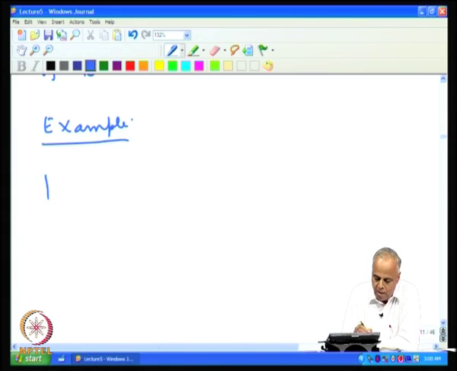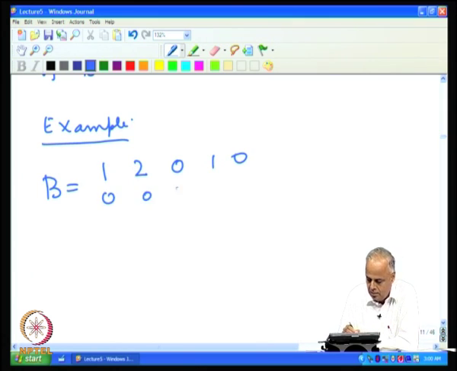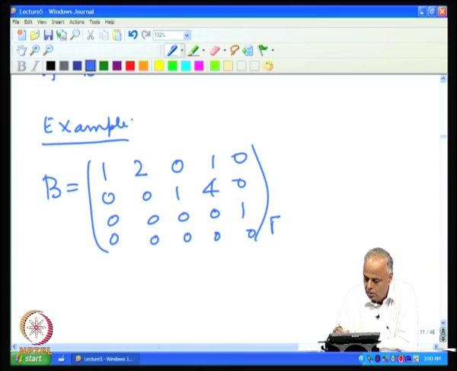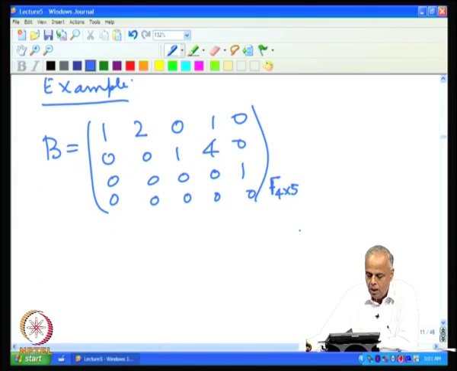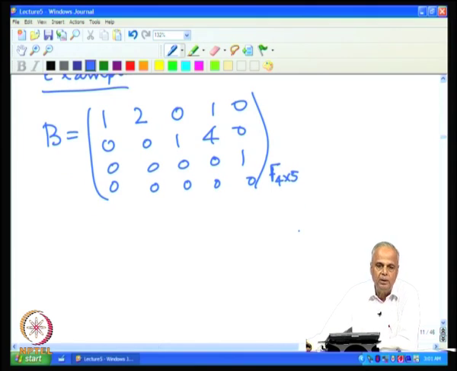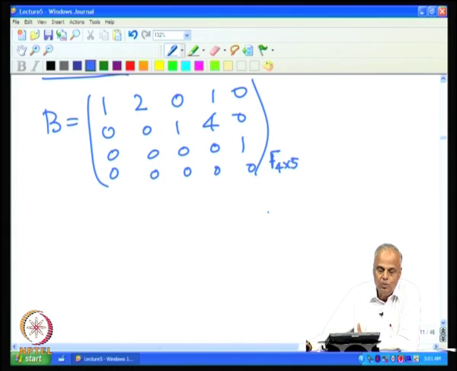This is the same example we started with. This is again a matrix which has 4 rows and 5 columns. Now, as we had already observed, this matrix is in row reduced echelon form. So, let us look at how the homogeneous system looks in this case.